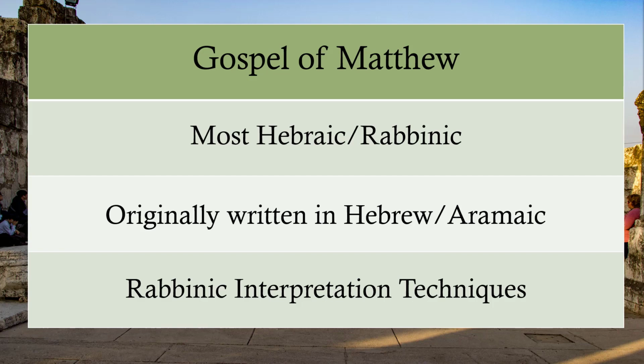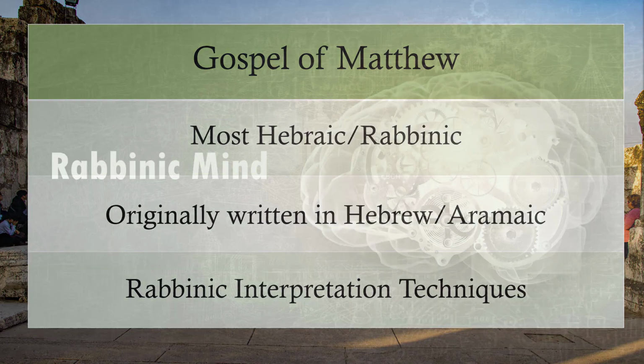And Jesus uses these techniques. Paul uses these techniques. Matthew uses the techniques. So we'll see a little bit of that tonight, and then, God willing, talk about it as we go through the study. But we really want to notice that the rabbinic mind is a different way of thinking about scriptural interpretation than we have in the West.